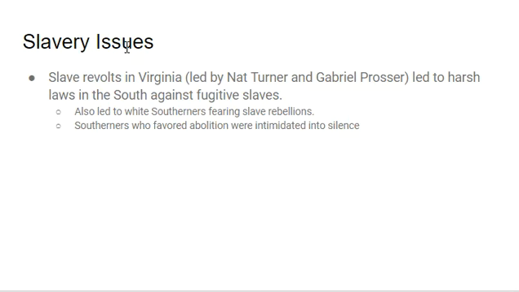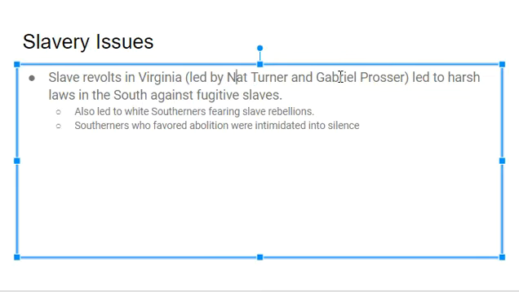And there starts to be even more slave issues. Slave revolts in Virginia, led by Nat Turner and Gabriel Prosser, led to harsh laws in the South against fugitive slaves. And what happened is Nat Turner and Gabriel Prosser were able to get a bunch of slaves and they started a revolt, which means they started attacking white slave owners. People who owned slaves were attacked by Nat Turner and Gabriel Prosser. Nat Turner and Gabriel Prosser ended up being killed. They were captured, but they did lead a revolt.